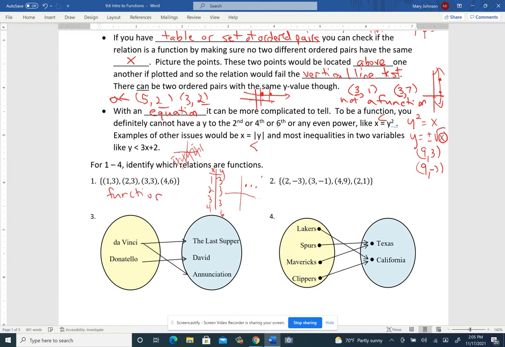On number 2, I'm looking at it, and I have a 2 for an x, a 3 for an x, a 4, and here I have another 2. Notice this point and this point have the same x value. So 2, negative 3 and 2, 1 would line up above one another. That means that set of ordered pairs does not represent a function.